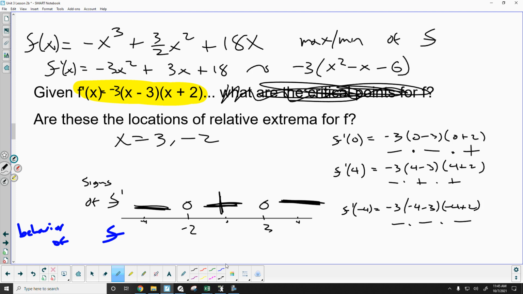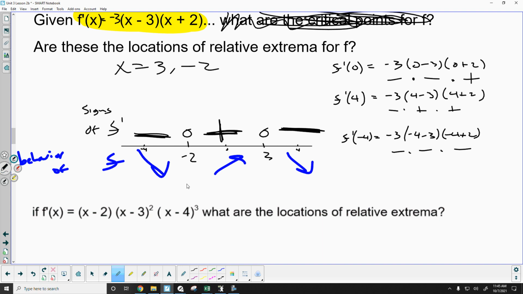Fantastic. Now we know that f goes down until -2. It goes up from -2 to 3. It goes down after 3. It flattens out at -2. It flattens out at 3. X equals -2 must be the location of a min. X equals 3 must be the location of a max. Hooray!